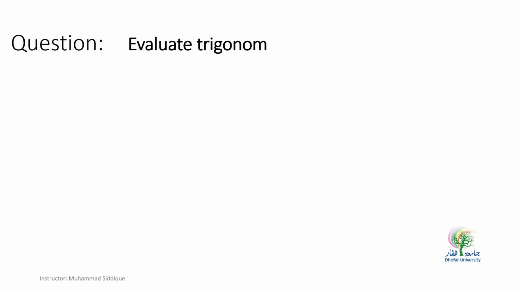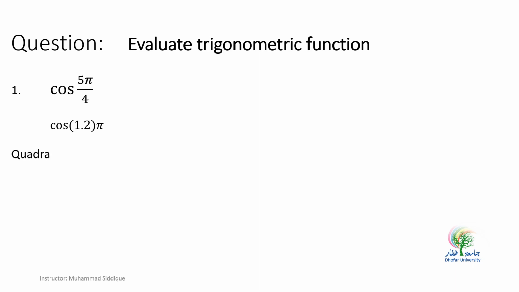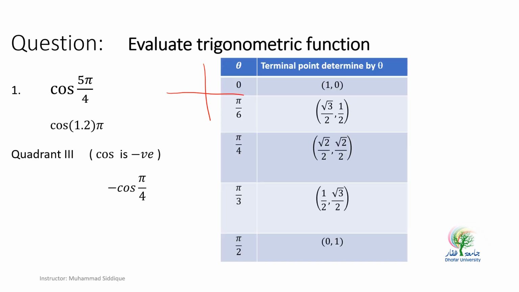Let us do some questions. Evaluate the trigonometric function: cosine of 5 pi by 4. We write 5 by 4 as 1.2 pi, so it's quadrant 3. In quadrant 3, cosine is minus. And for pi by 4, the cosine value is the first one, square root 2 by 2.